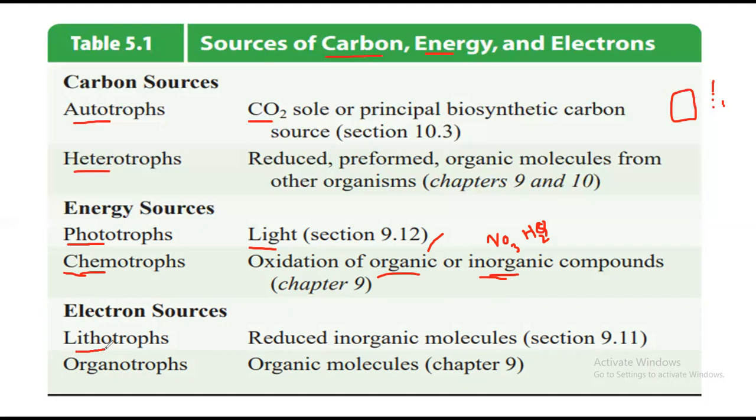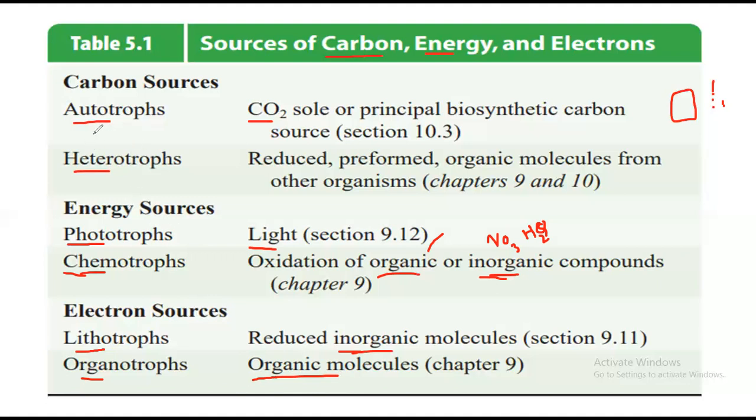So there should be electrons, and on the basis of electrons, microorganisms are divided into two parts: lithotrophs and organotrophs. When the electrons are given by inorganic molecules, in the case of the NO3, the H2S and the NH3, these are known as inorganic electron donors. And when organic molecules provide electrons, like the metabolites present in glycolysis and the Krebs cycle, the NADH and the FADH, then these are known as organic molecules. So on the basis of carbon source, energy source, and electron source, these are divided into two parts.